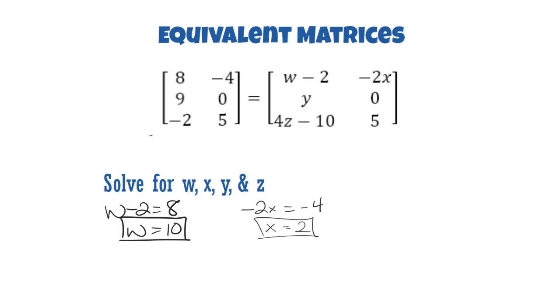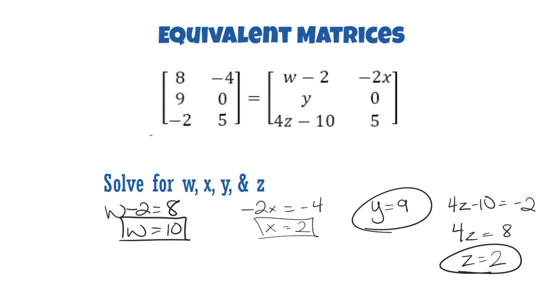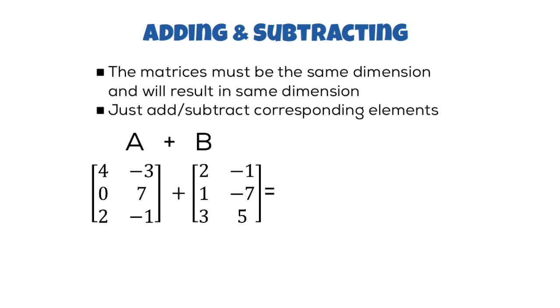Now, you take a moment, go see if you can figure out the y and the z. So you should have gotten y to be 9. That was an easy one. And then you'd have to do a little algebra on the next one. 4z minus 10 has to be equivalent to negative 2. So I'm going to add the 10, divide by the 4. So z is 2, y is 9.